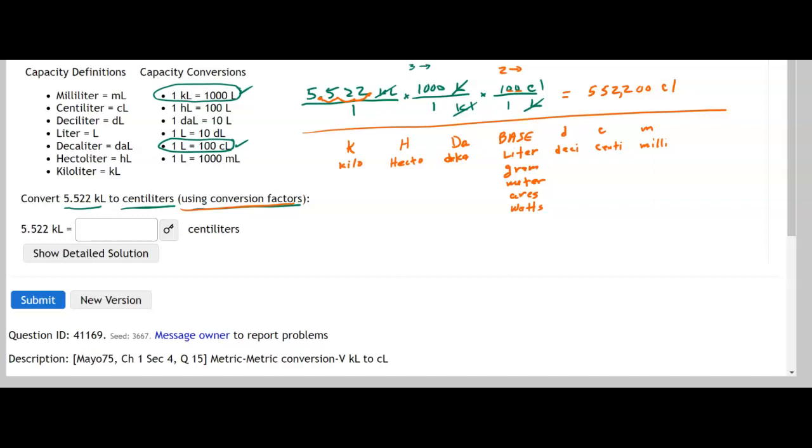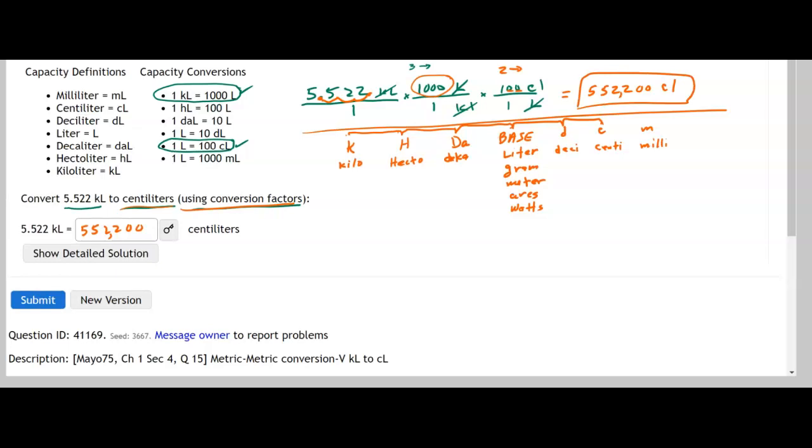So the shortcut here is if you're going to convert kiloliters to centiliters, you're going from kilo all the way over here 1, 2, 3, 4, 5 steps. And you can see the 3 steps to liters gives us 1,000, and the 2 more steps to centi give us 100. So if you think of this as moving 1, 2, 3, 4, 5 places to the right, it's very quick to do a conversion in the metric system. So this would be 5522 with 2 more zeros in that answer that we got up here.